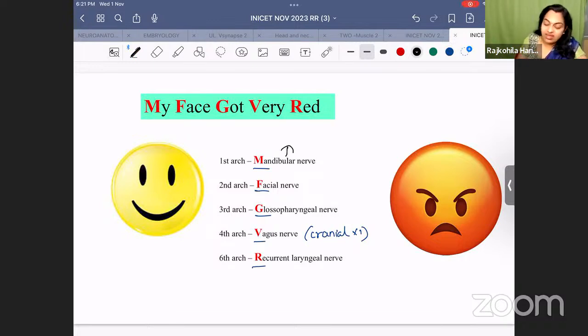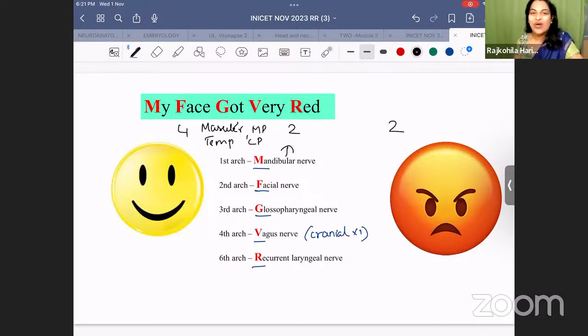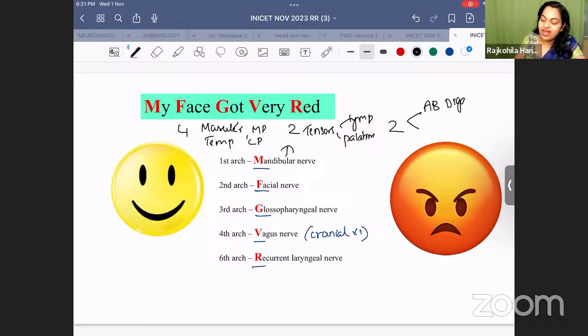Totally 8. We can divide it into 4 plus 2 plus 2. What are the 4 muscles? 4 muscles of mastication. What are they? Masseter, temporalis, medial pterygoid, lateral pterygoid. And the 2 tensors. What are the 2 tensors you know? The tensor tympani, tensor palatini. And yes, 2 more. Who's going to tell me? Anterior belly of digastric, mylohyoid. Okay, 8 muscles, 4 plus 2 plus 2.